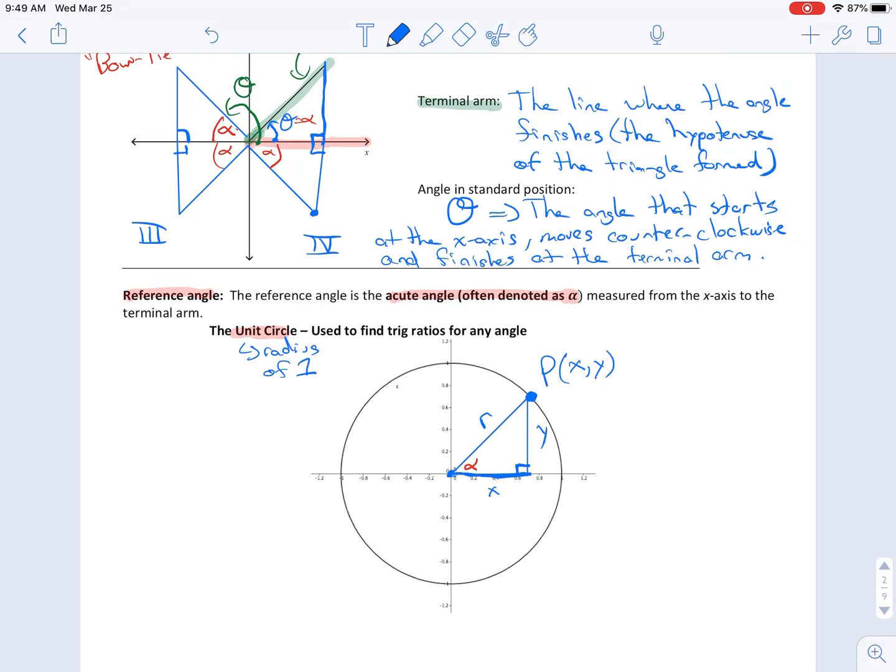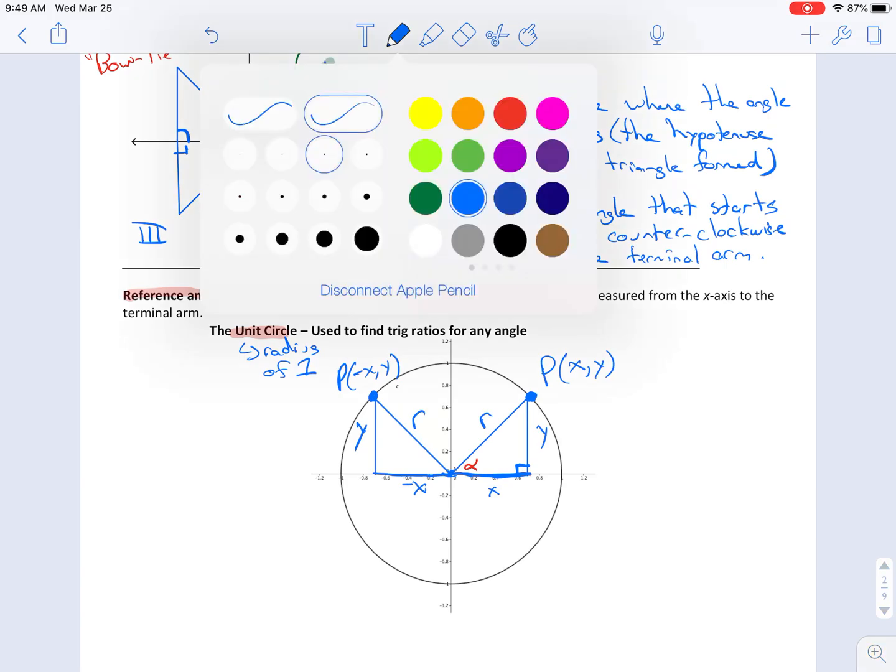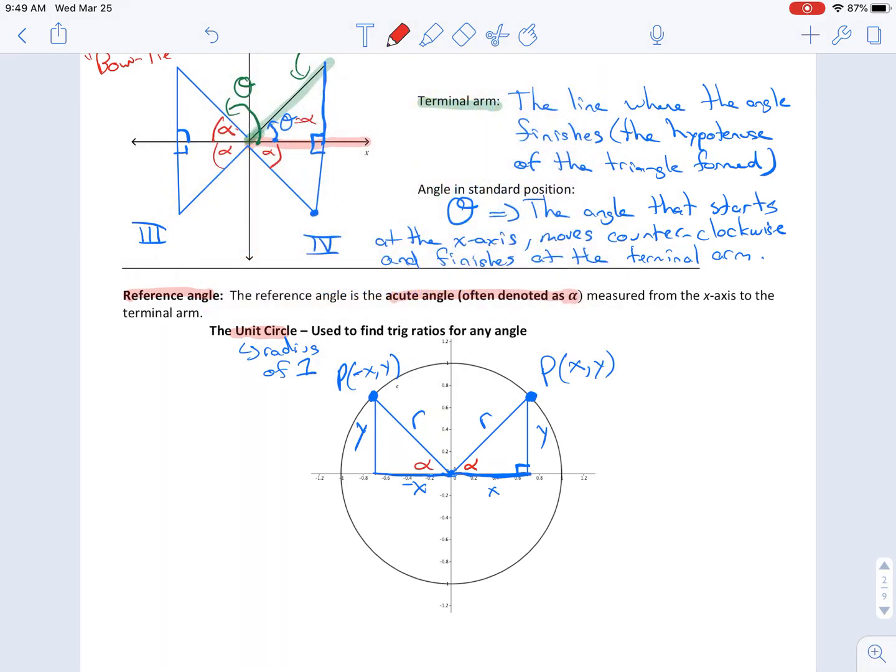So I can create this in all of the 4 quadrants again. Maybe I'll make that more even. So let's say I've got a point P. I go from my origin out, and that's my terminal arm. This is P. And this time P, when I connect it, notice my value for x is going to be in the negative quadrant. So I have negative x, comma, y. I still have r, I still have y, but this is negative x. And my little fishy guy there is alpha inside.